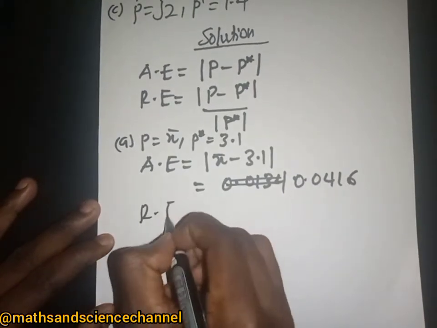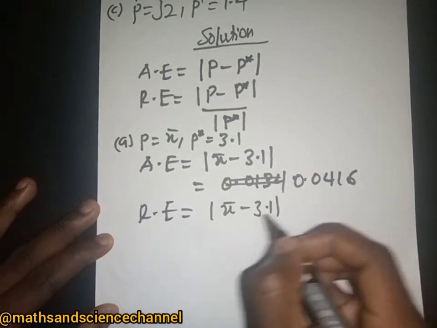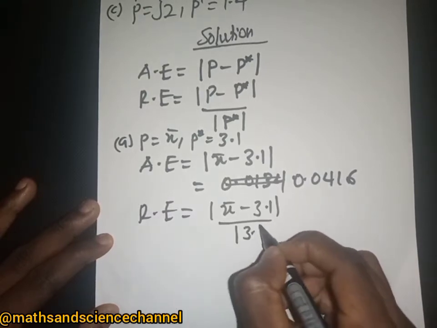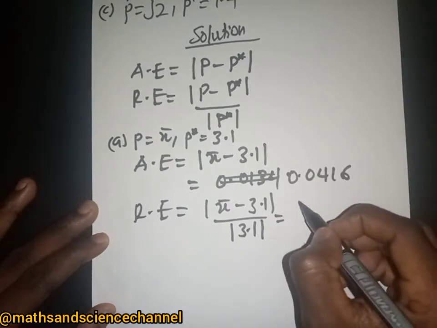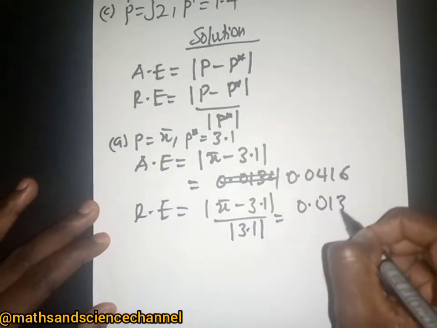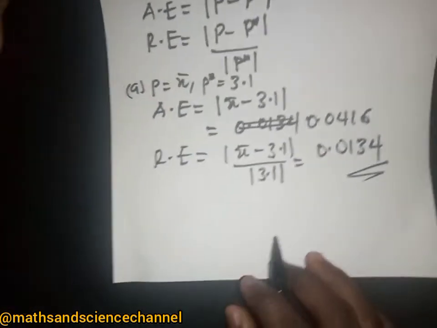All right, and the relative error here will just be the pi here minus 3.1 here, then divided by 3.1, then this will be equal to 0.0134. So that is for A. Now let's look at B.